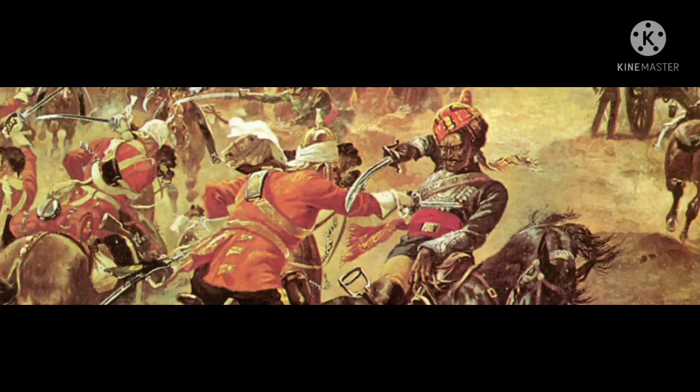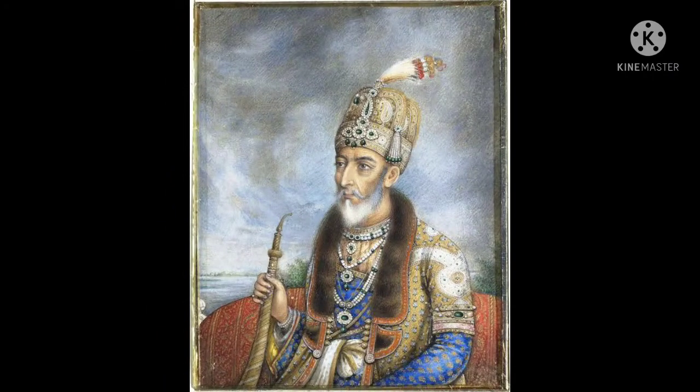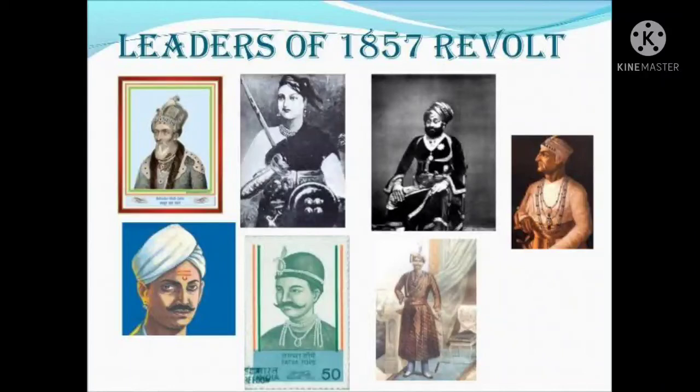On 10th May, these soldiers killed British officers, released the imprisoned sepoys, captured arms and ammunition, and set fire to British property. Thereafter they reached Delhi and declared Bahadur Shah Zafar as the Emperor of India and their leader. Soon the revolt spread to other parts of India such as Kanpur, Lucknow, Jhansi, Bareilly, Gwalior, Faizabad and Arrah.